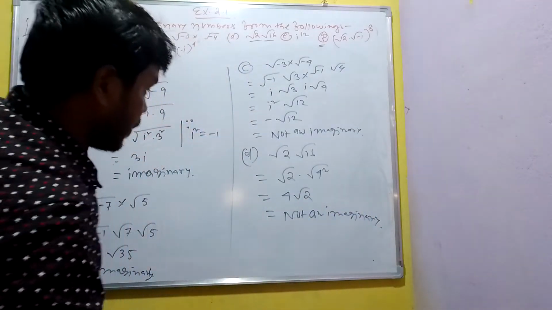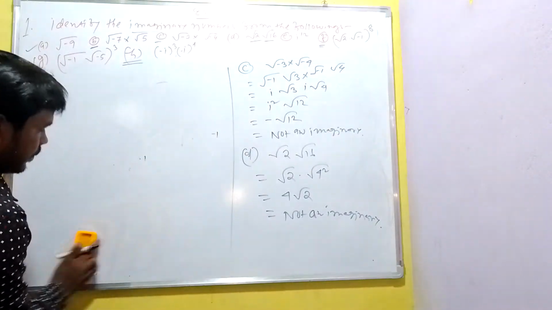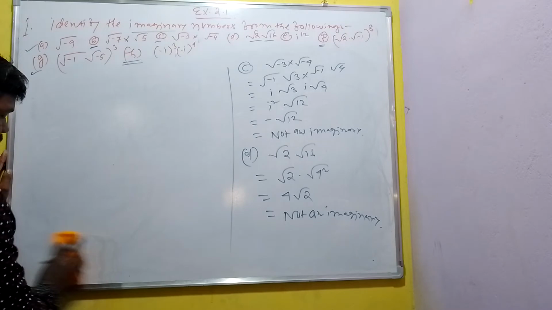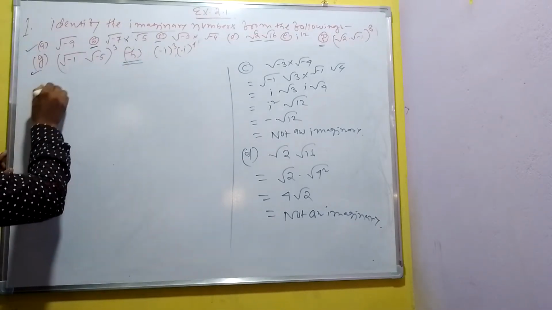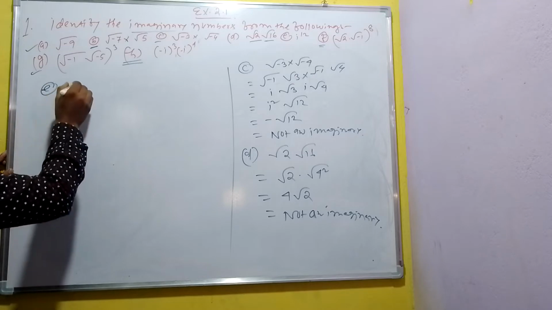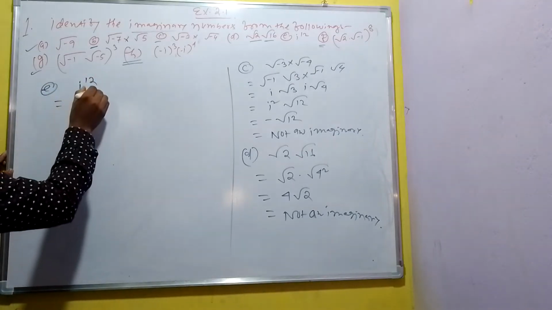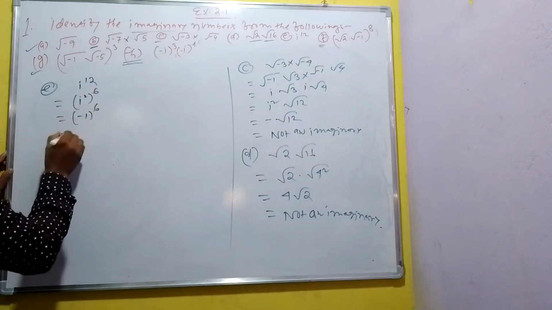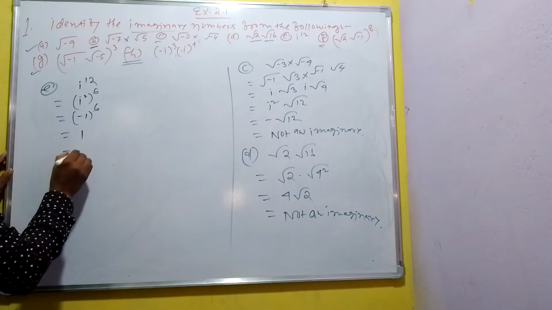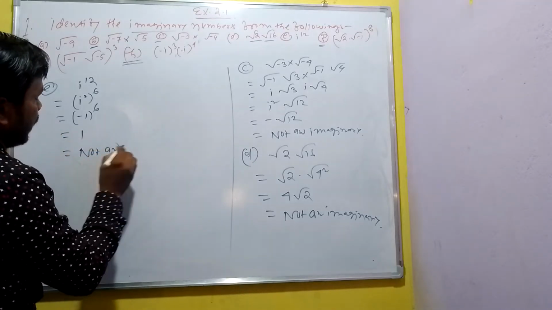Okay, now question number E. I to the power 12, so you can write i square whole power 6, so minus 1 to the power 6, so 1, equals not an imaginary.